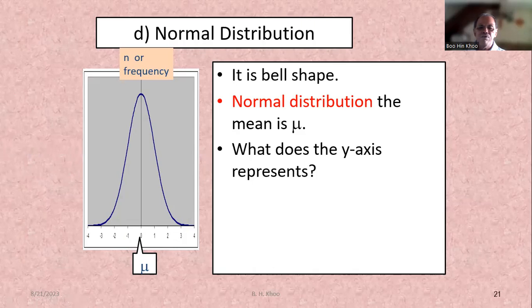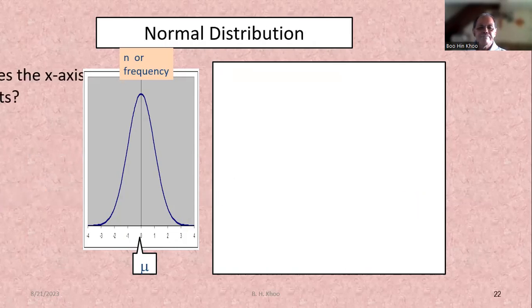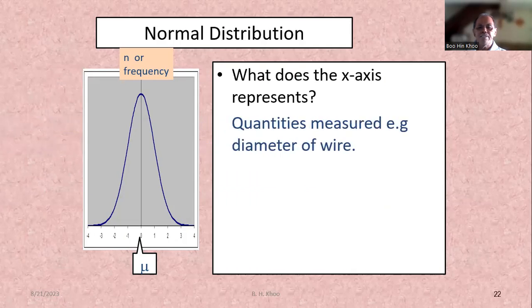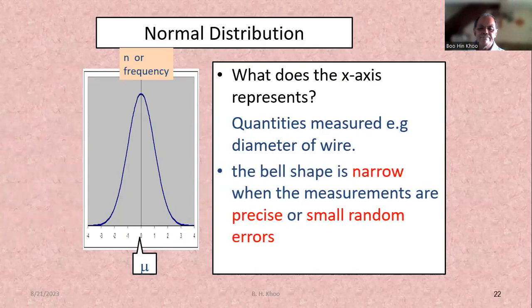What does the y value represent? Frequency, or number with a particular value, the number of measurements. The x-axis is the quantity measured, for example, diameter of wire. The bell shape is narrow when the measurements are precise. So if we see narrow, we say the measurements are precise, or small random error, because it doesn't fluctuate that much.